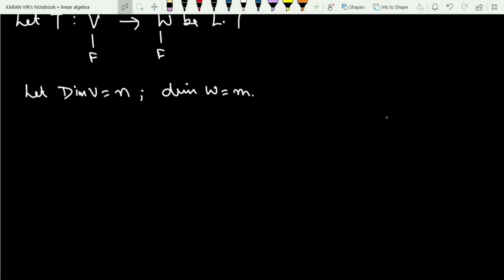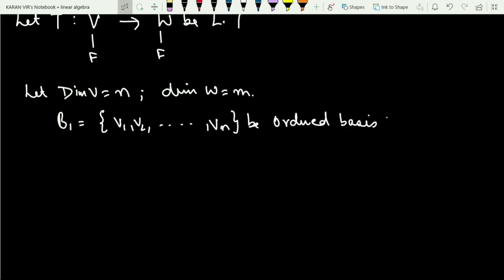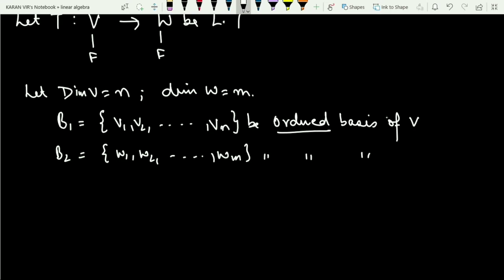So now let us define the basis set. Let B1 be the basis of V, that is, let B1 equal v1, v2 and so on to vn. So this is the ordered, very important, ordered basis of V. Now why this word order is very important, this will be clear once we practice a few questions as well as once we derive the things. And similarly, let B2 be the ordered basis of W, so let it be w1, w2 and so on to wm. So this is an ordered basis of W, right?